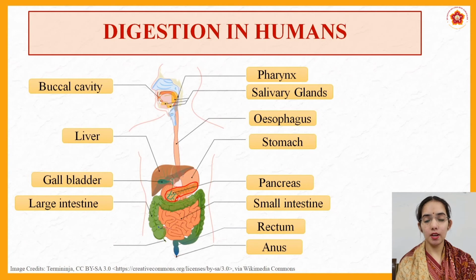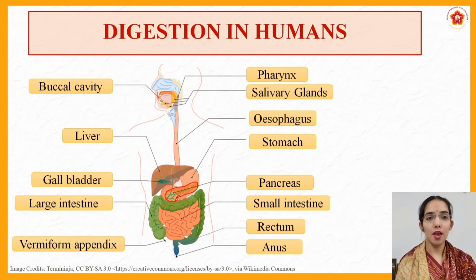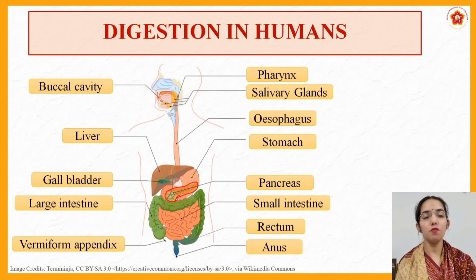Then over here near large intestine, you can see another small tube-like structure. It is called the vermiform appendix. It is a vestigial organ. What do we mean by vestigial organ? Any organ which has no function in our body. Now it has no function, but it used to be functional in our ancestors, but it is not functional now. So those organs are called vestigial organs. So vermiform appendix is again a vestigial organ.